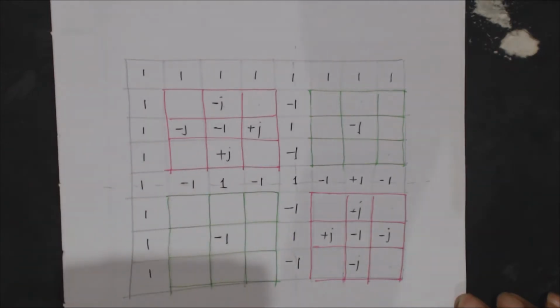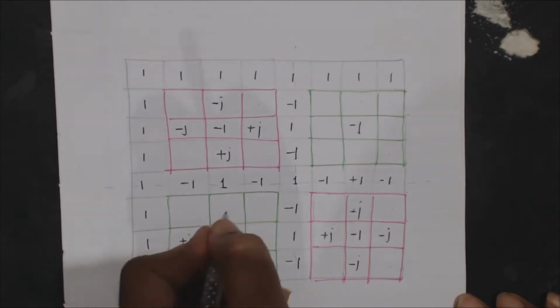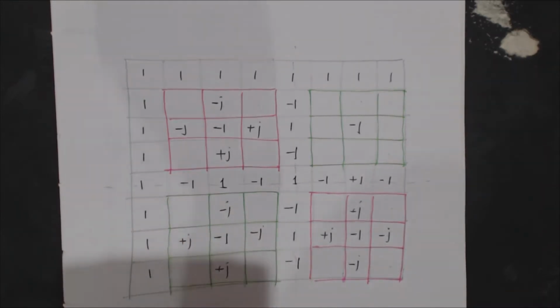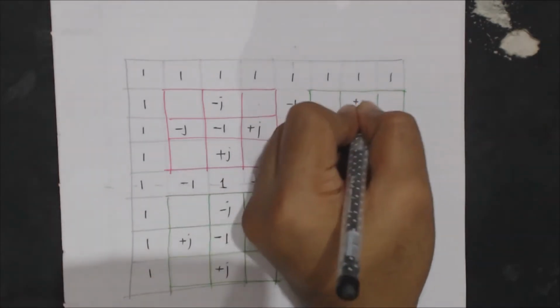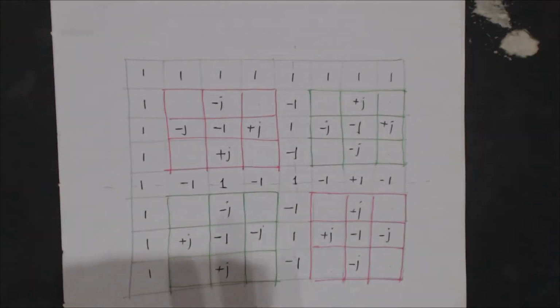In the same way, in this box, this one will be plus j and this one will be minus j. In the same way, for this one, this is plus j and this one will be minus j. Now we have filled up almost all the cells of this 8 cross 8 matrix.